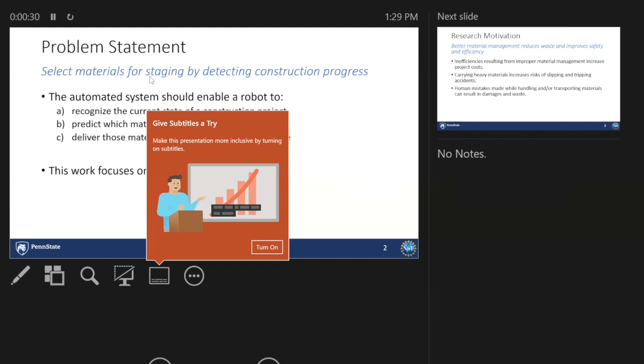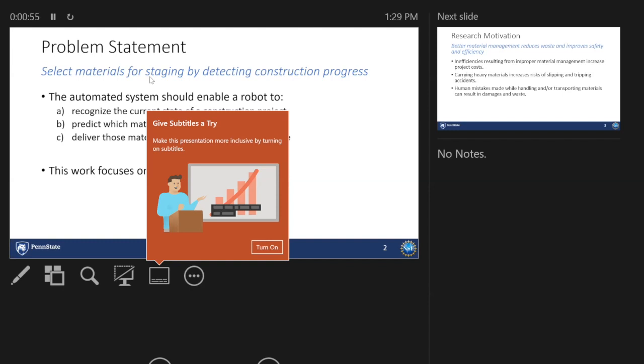So as part of this, our objective for this research was to develop an automated robotic system that was capable of performing 3 tasks. Those tasks are to recognize the current state of a construction project, predict which materials will be needed to perform further construction.